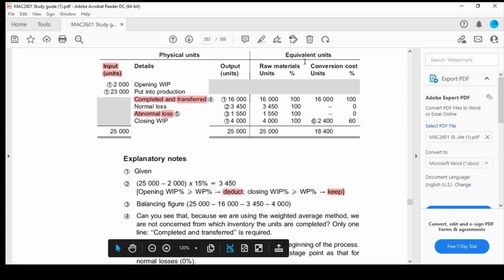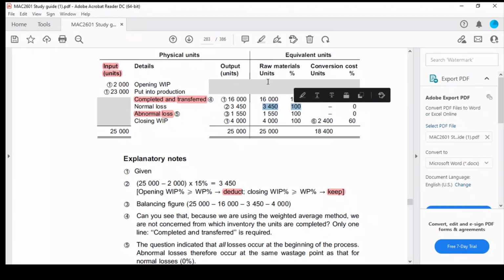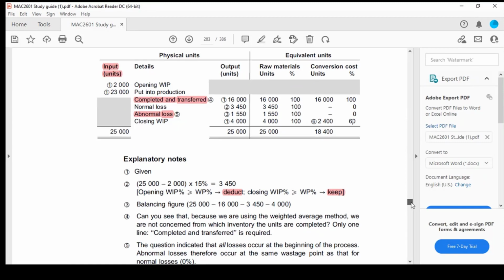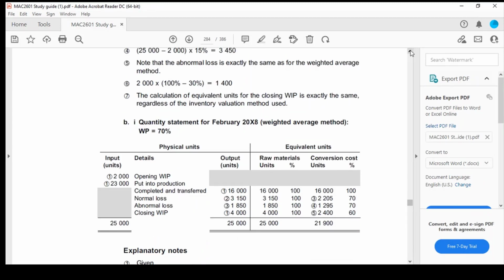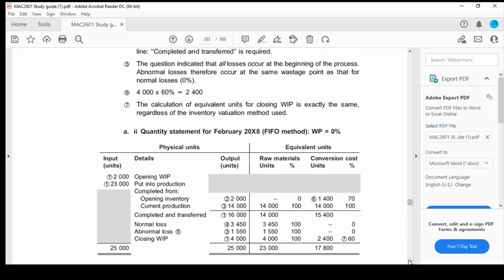Then here, equivalent units, you have to look, okay, fine, my completed will be 100%, conversion cost would be 100%, normal loss at 100%. Remember they said raw materials, they will all be at 100%. But then the conversion at the beginning, it's 0%. It's only opening WIP where you have to show it like that. Now I want to see first in, first out. Let's see with first in, first out.